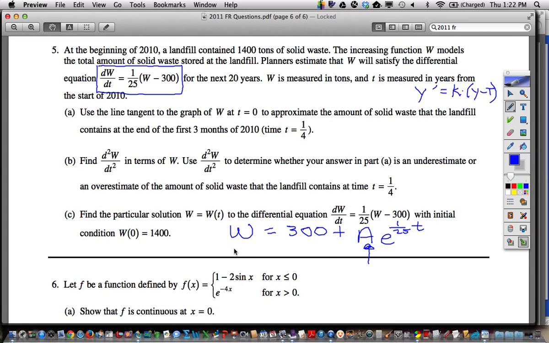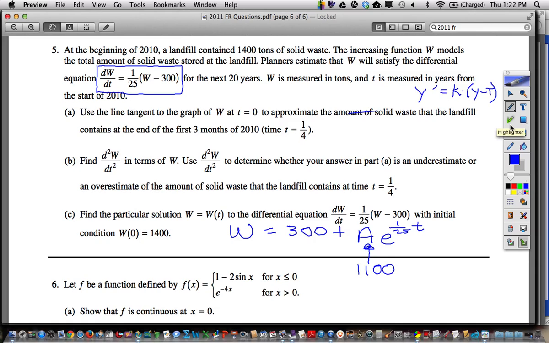No, we put 1,400 over here. So we'd subtract 300. So you'd put a 0 in here. E to the 0 is 1. We'd have A plus 300 equals 1,400. So A would have to be 1,100. So there would be our equation right there. Our particular solution to that differential equation would be W equals 300 plus 1,100 e to the 1/25th t. Okay, so that would be our work for part C.